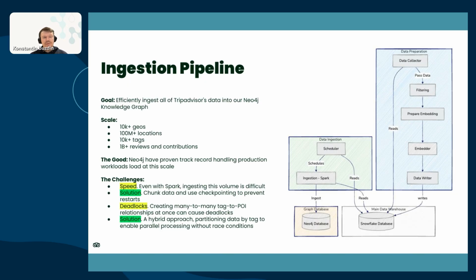But before we can start using this data, we need to make sure that Neo4j has the data. So we need to ingest the data there. And this is not trivial because the amount of data you can see is pretty big. We have tens of thousands of geos, tens of thousands of tags, hundreds of millions of locations, over 1 billion reviews and contributions. The good news is that Neo4j had no problem handling this amount of data. We still had a couple of challenges.